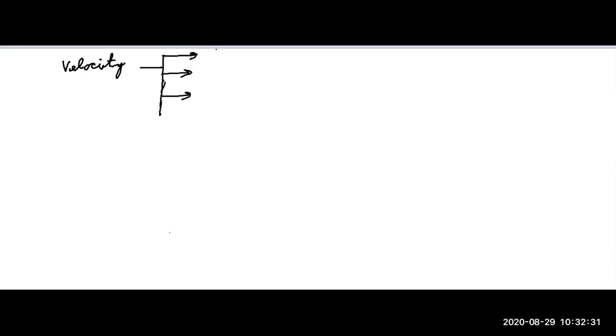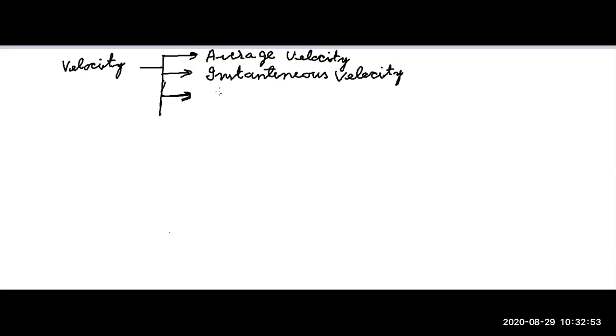So first is average velocity. Then we call instantaneous velocity. Then we call, suppose, uniform velocity. So we have different terms associated with velocity. Similarly with speed also. So what does it mean? That we will discuss. What is the meaning of these terms?